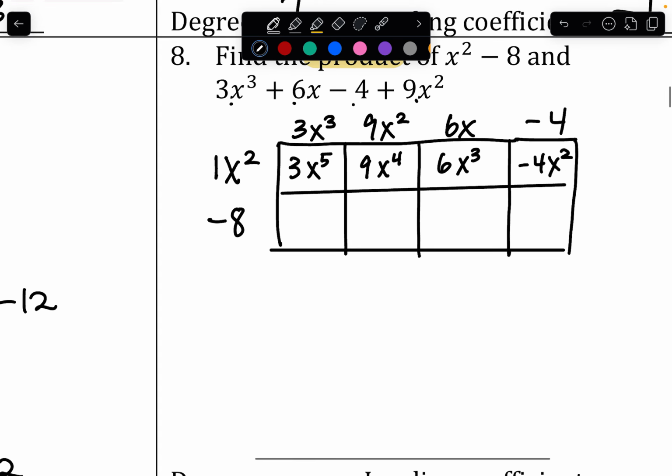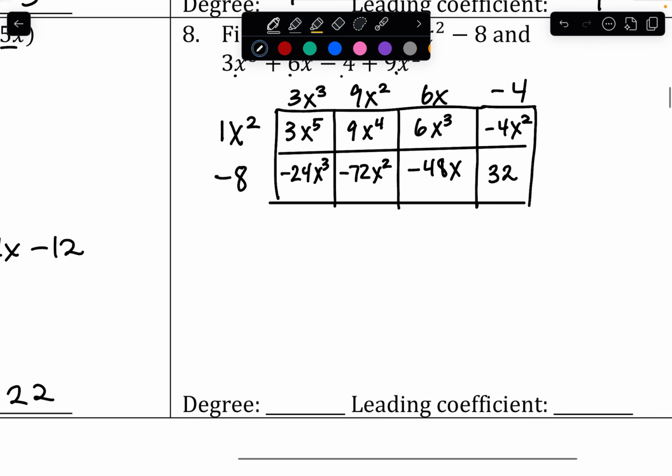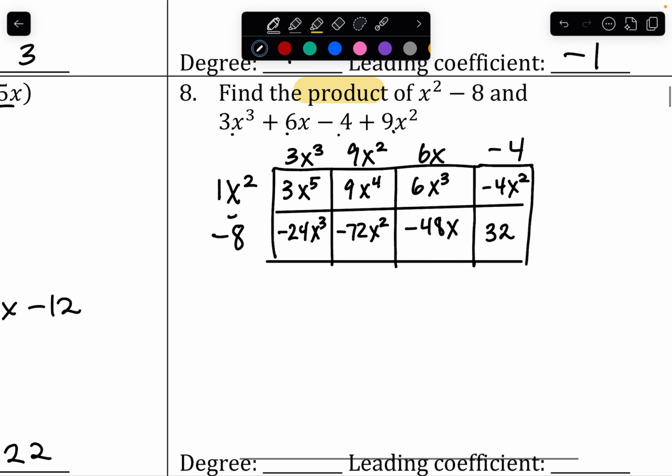Okay, -8 times 3 is -24 with the x cubed. -72 x squared, -48x, and then -8 times -4 is +32. Okay, so here we were missing a term, and so if you're ever missing a term, they're not going to be perfectly on the diagonal, but they'll still be close.